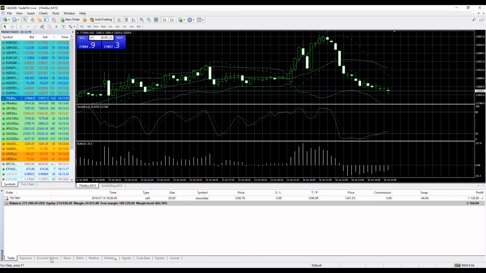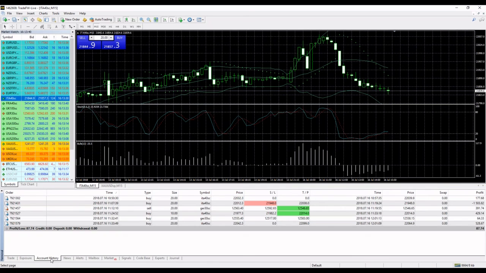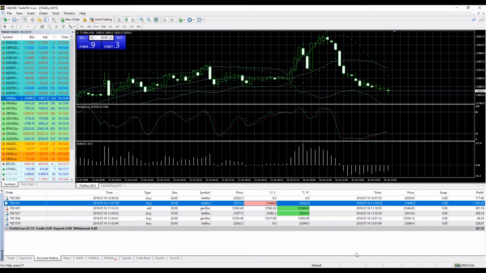No, we made some money on Italy 40 this morning. Okay, we hit also one stop loss, but the rest we closed in profit, which is quite nice.